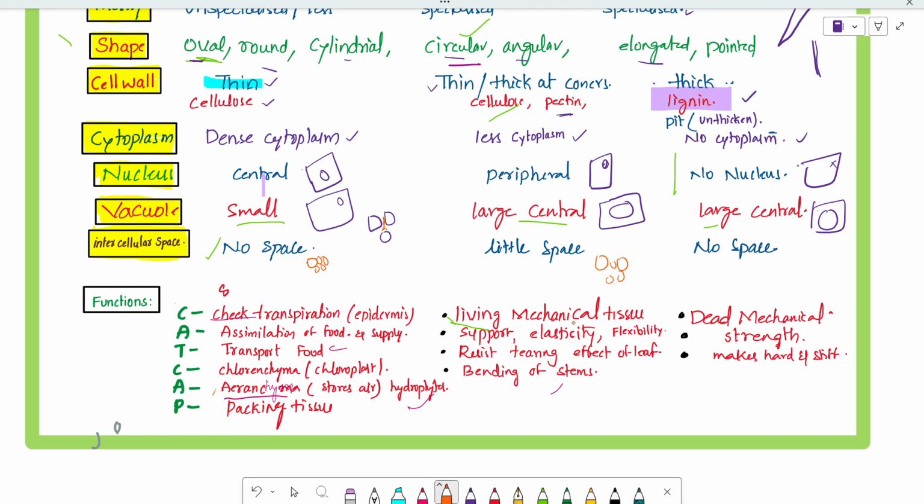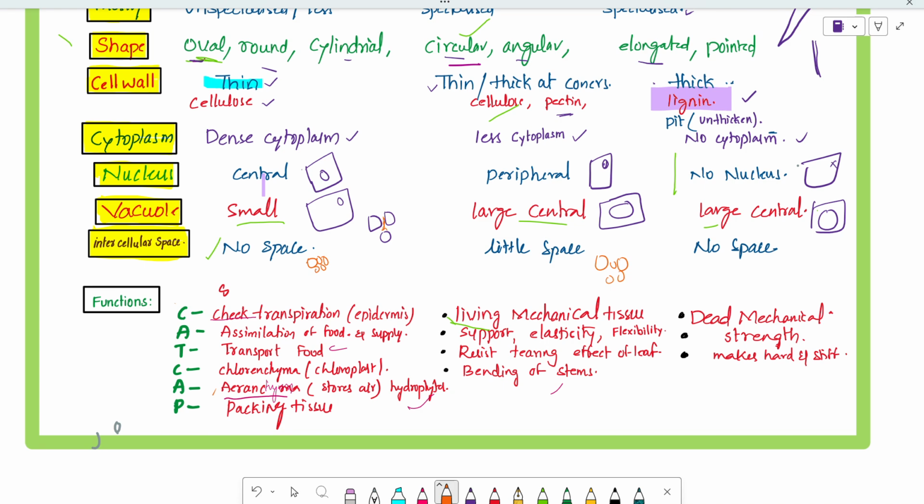Next, one more. What are the two important functions you can tell about the collenchyma? You know already, it is a living mechanical tissue which gives support to the plant, and in addition it helps in the bending of the plant. It prevents the tearing of the leaf when a hard wind comes, or it gives flexibility or elasticity to the plant. These are the functions you can remember.